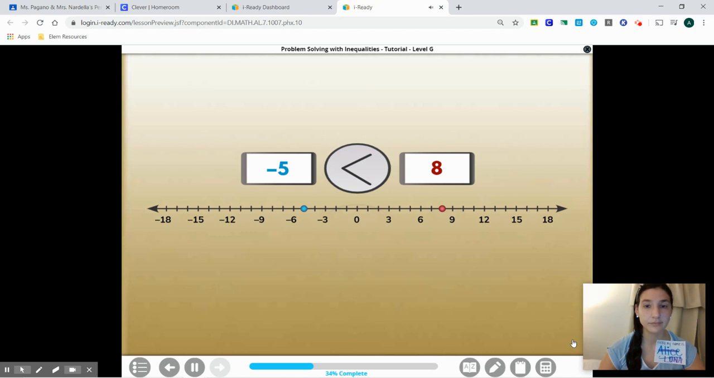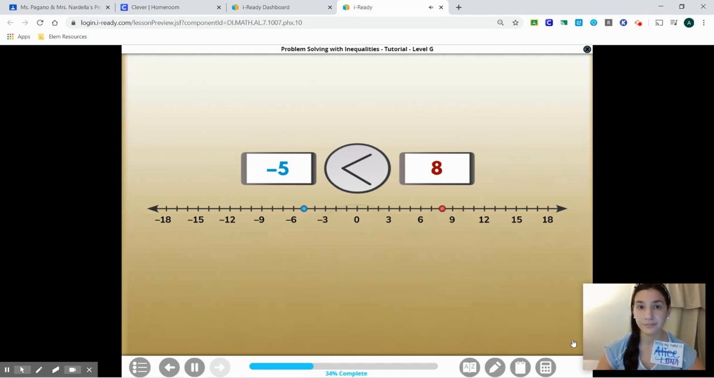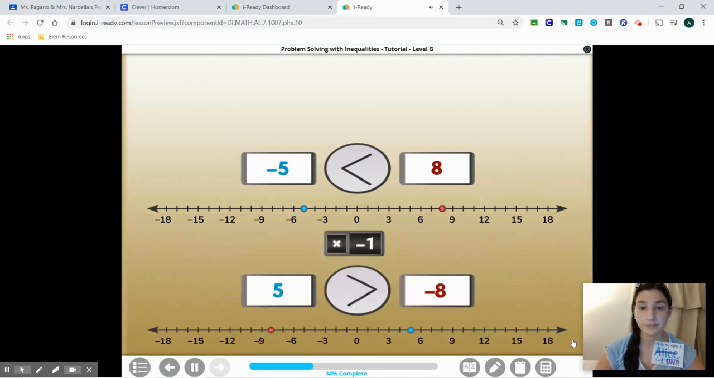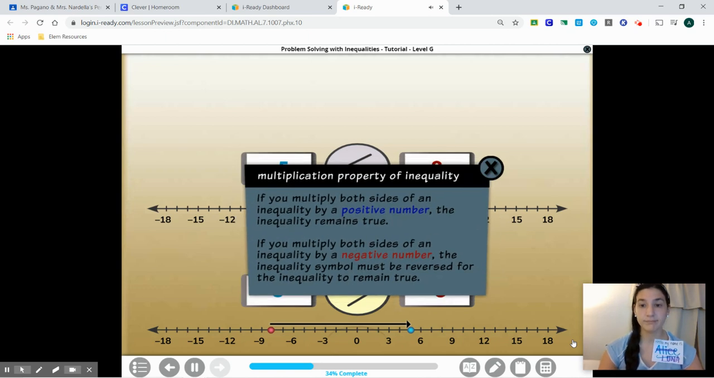If you multiply both sides of the inequality by positive 2, the relationship remains true. You can try that with as many different examples as you want. But look at what happens when you multiply by a negative number. They switch. Let's try the simplest one. -1. The numbers move to the opposite side of the number line. -5 becomes +5, and +8 becomes -8. So, the blue point is no longer to the left of the red point. Thus, the inequality symbol needs to be reversed.